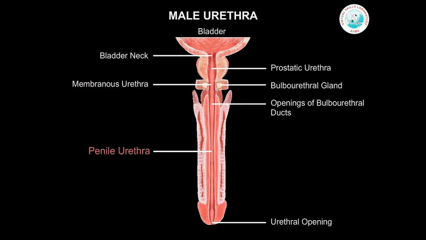The penile urethra or the spongy urethra is the longest part and is surrounded by the corpus spongiosum of the penis. The bulbourethral glands open in the penile urethra. The urethra opens on the tip of the glans penis as the external urethral orifice. This is the narrowest part of the male urethra.